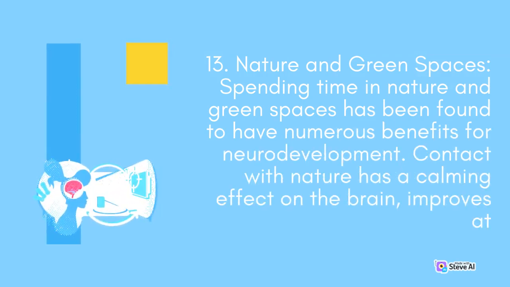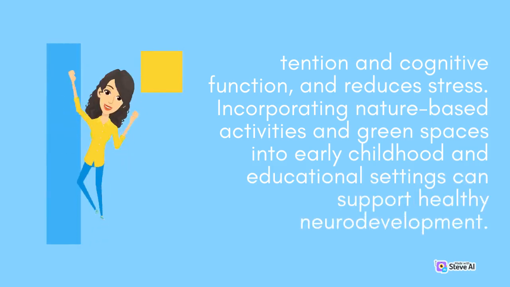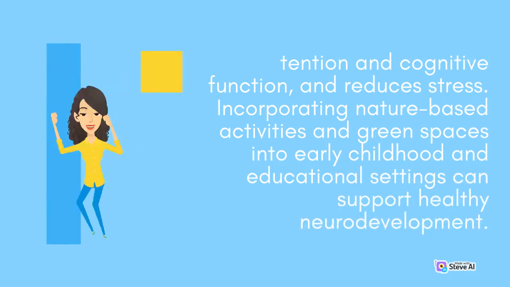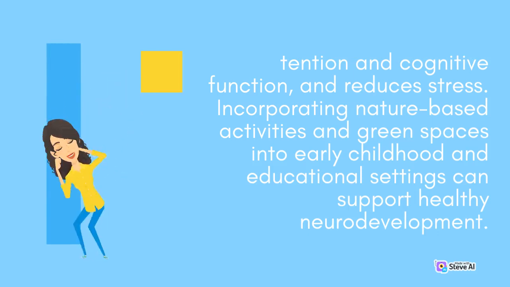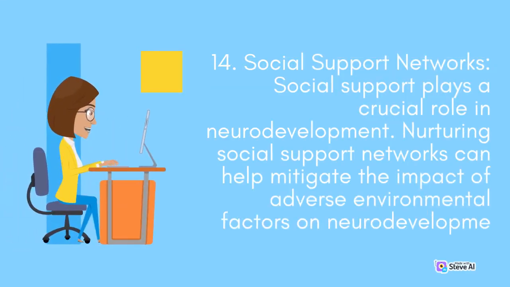13. Nature and green spaces. Spending time in nature and green spaces has been found to have numerous benefits for neurodevelopment. Contact with nature has a calming effect on the brain, improves attention and cognitive function, and reduces stress. Incorporating nature-based activities and green spaces into early childhood and educational settings can support healthy neurodevelopment. 14. Social support networks. Social support plays a crucial role in neurodevelopment. Nurturing social support networks can help mitigate the impact of adverse environmental factors on neurodevelopment.